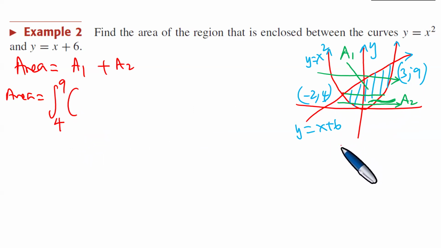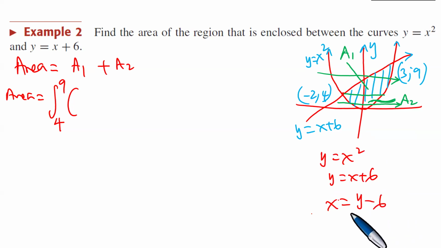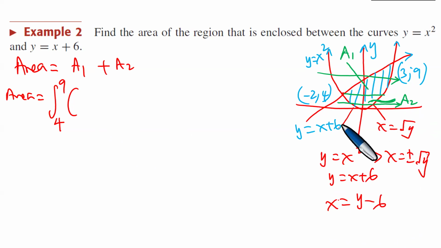Now with these equations, you have y equals x squared, y equals x plus 6. So that at this point, x is y minus 6. Now you're going to look at this, but also whenever this parabola y is equal to x squared, it means x is plus or minus the square root of y. So this parabola has x equals the square root of y on this side, and there's also x equals negative the square root of y on this side.